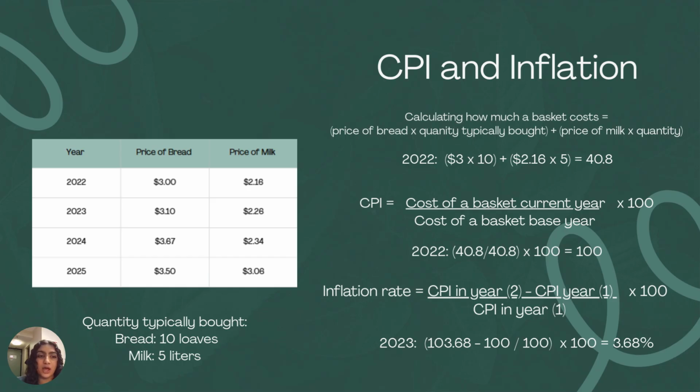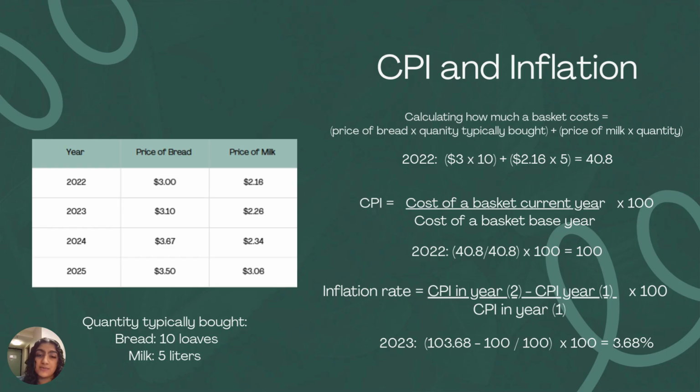Here is an example of CPI and inflation calculations using a table that shows the price of bread and the price of milk. We also see the quantities that are typically bought. First, you would need to calculate how much a basket costs, which is getting the price of good 1 times the quantity typically bought for that, plus the price of good 2 times that quantity. Here I have a calculation of 2022, which showed that the cost was 40.8.